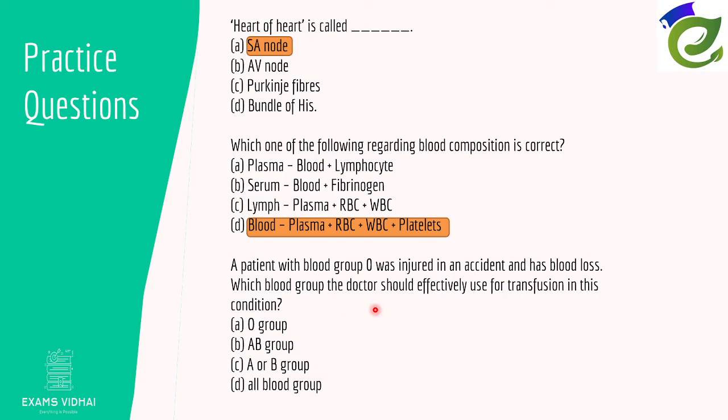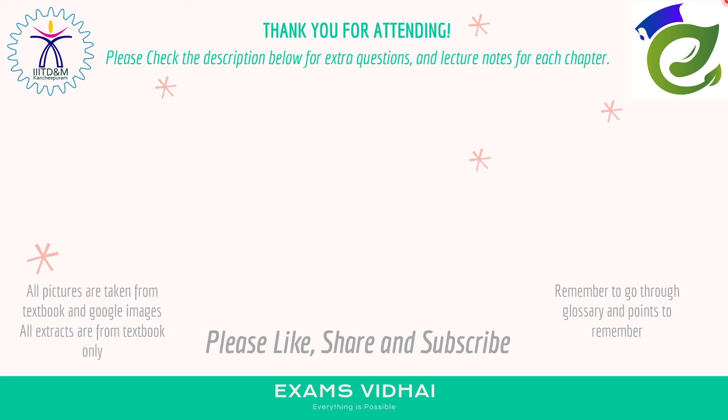And for the third question, the answer is going to be group O. So if a patient is with blood group O, they can only take from people with blood group O. But those other people who are with any other group, blood group O people can donate to everyone, thus making O group a universal donor and AB group being the universal recipient. So AB group can take blood from all other group members, and group O can donate to all other group members. And this concludes the chapter Transportation in Plants and Circulation in Animals.